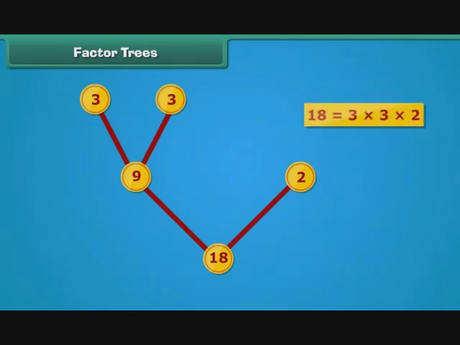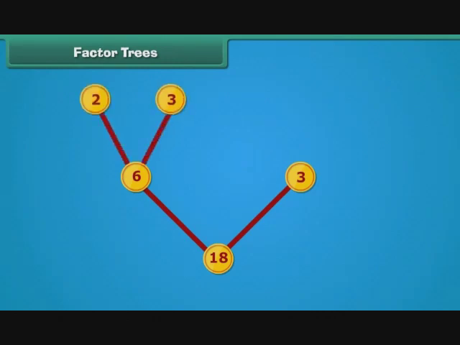We can write 18 as the product of 3, 3 and 2. 18 can also be expressed as the product of 6 and 3. We draw 2 branches from 18. Mark one as 6 and the other as 3. 6 can be written as the product of 2 and 3. We draw 2 branches from 6. Mark one as 2 and the other as 3. The factor tree is complete. We can again write 18 as the product of 2, 3 and 3.